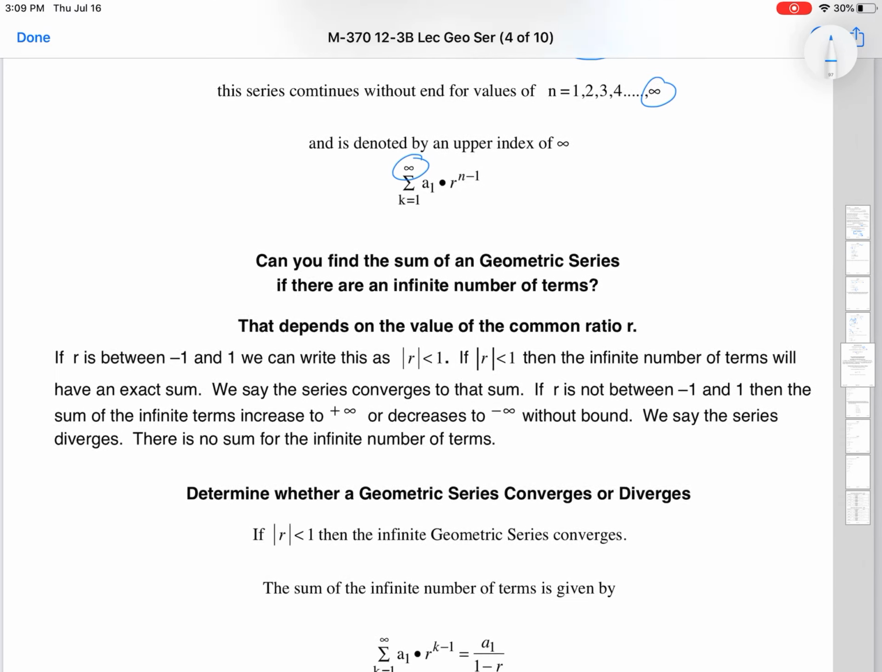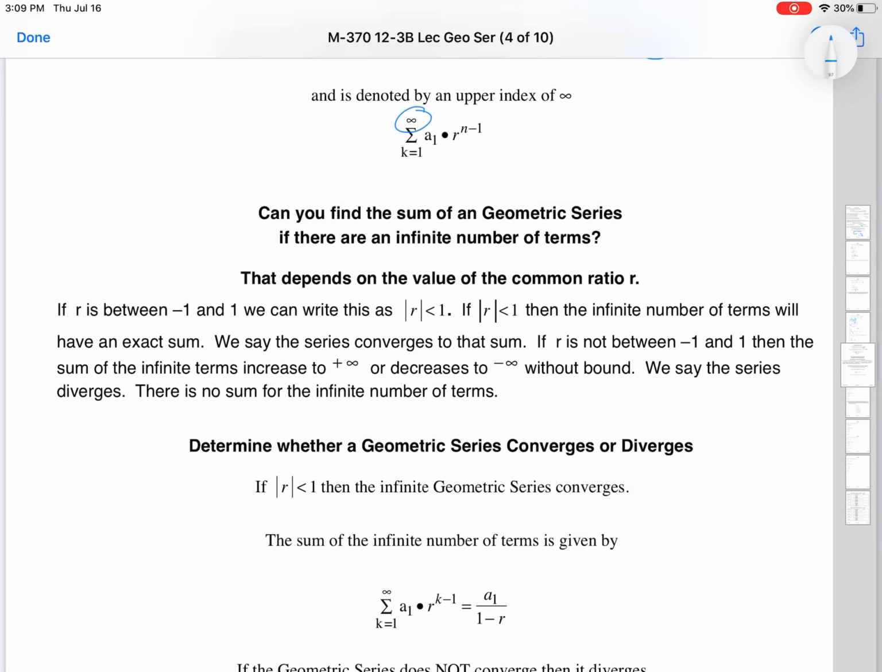Can you find the sum of a geometric series if there's infinite number of terms? And the answer is yes, but it depends on the common ratio of r. So if r is between -1 and 1, right? If the absolute value of r is less than 1, if we have a true fraction, then they'll have an exact sum, because what's happening there is it's tailing off to nothing. And at some point you're adding on such a small amount that the limit value is a particular value that's coming out.